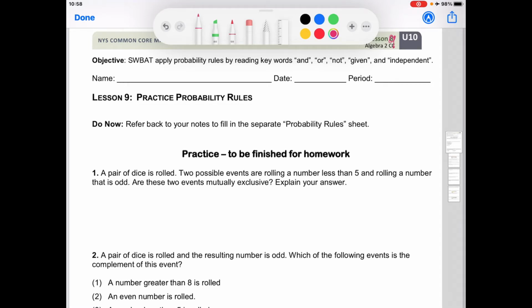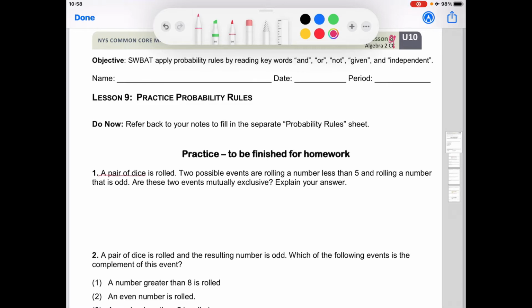Anyways, this is mostly a review lesson. It's just practice, not the review lesson. We have a separate review lesson, but this is more practice with probability rules. So I would highly recommend you try the whole lesson on your own and then watch my video and check back the answers. So the first question says a pair of dice is rolled.